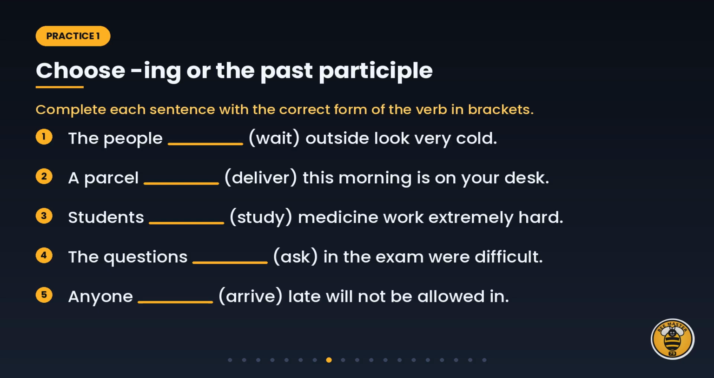Time to practice. Look at these 5 sentences and decide whether you need the ing form or the past participle. Remember the test: does the noun do it or receive it? Pause the video now, write your 5 answers down, and press play again when you are ready.